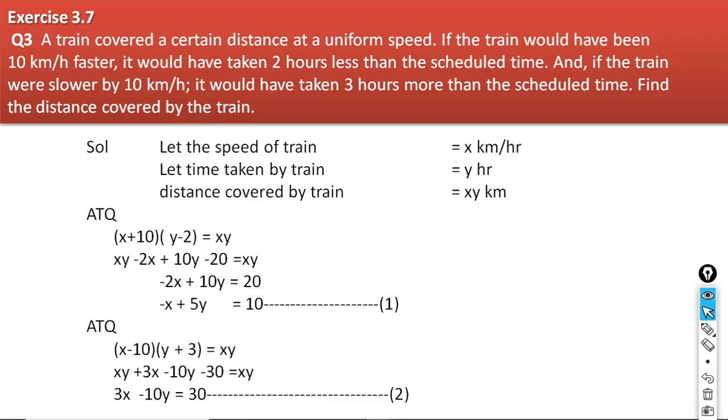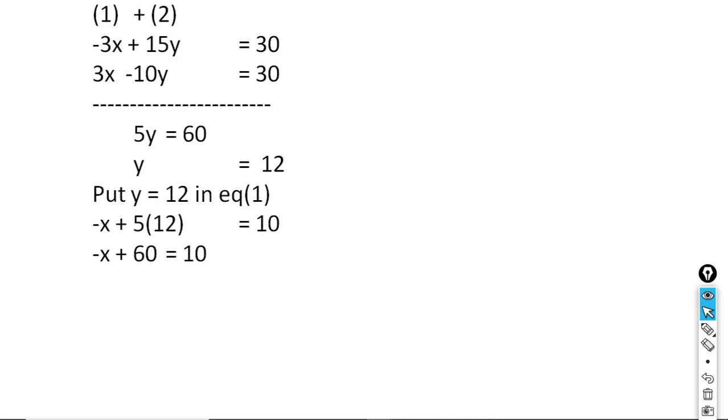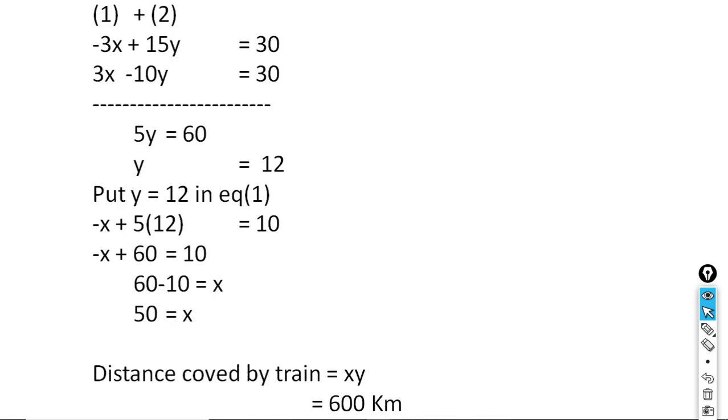You multiply the first equation by 3 and then add, and you get 5y equals 60, so the value of y is 12. Substituting this in equation number 1, the value of x comes to be 50. So the total distance covered will be x into y, which equals 600 kilometers.